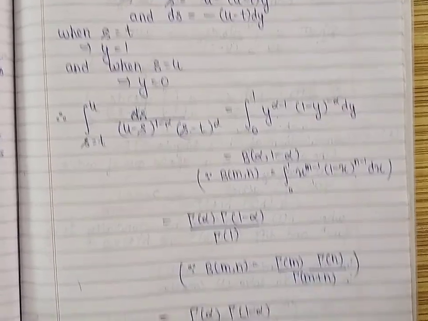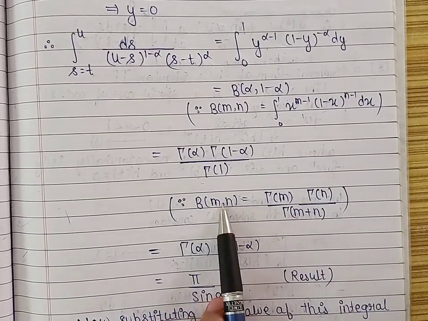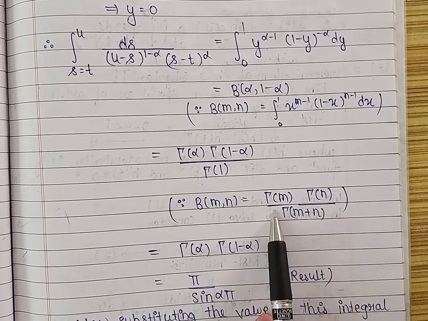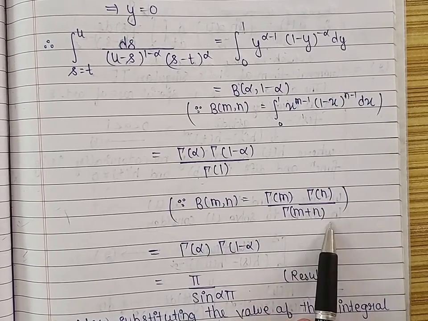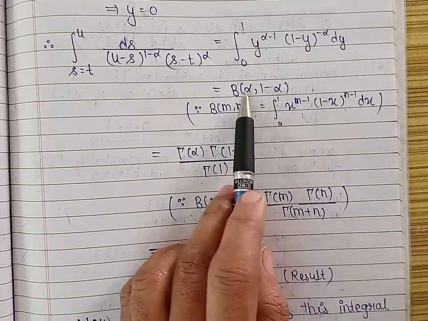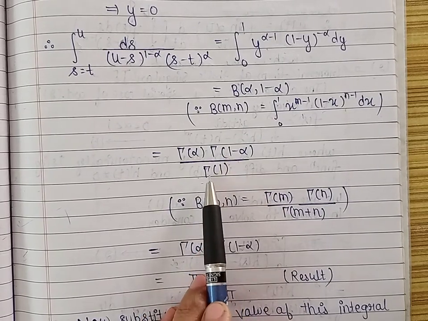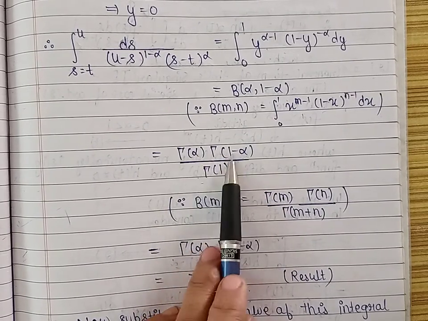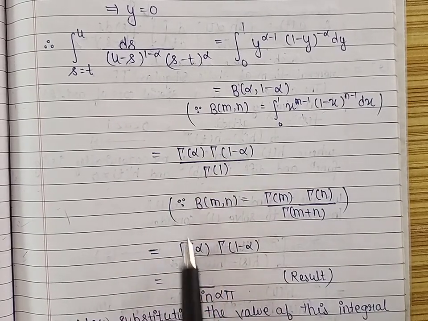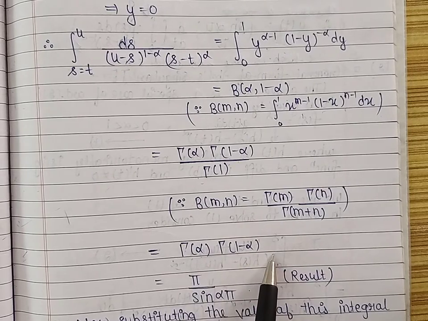Now by the properties, the relation between the beta and gamma functions is given by beta(m, n) equal to gamma m into gamma n divided by gamma of (m plus n). Using this formula, this becomes gamma of alpha into gamma of 1 minus alpha divided by gamma of their sum, that is 1. Gamma of 1 is 1, so this becomes gamma of alpha into gamma of 1 minus alpha.